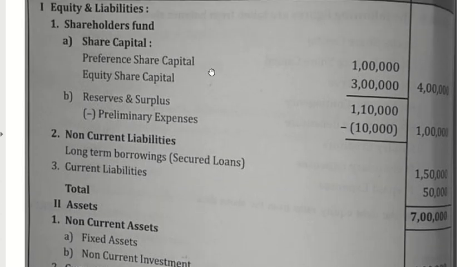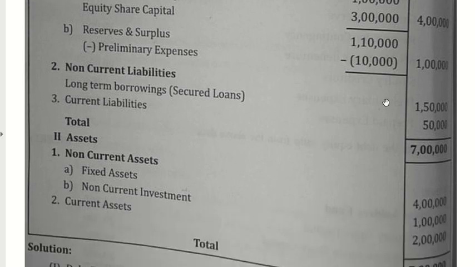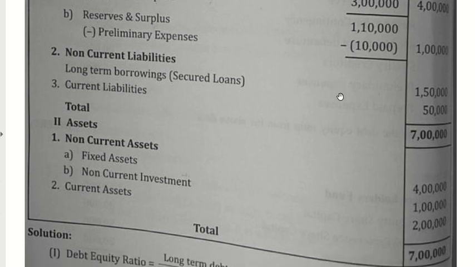In the balance sheet you will categorize which formula each item goes to. Your preference share capital, equity share capital, reserves, surplus, everything will come under your shareholders fund. Your long term liability will be considered as your debt, long term debts. You have your current assets and current liabilities, which will not be considered anywhere. Then you have your non-current assets, fixed assets and non-current investments, and your current assets. This will be considered in your third formula, which is total assets to debts.